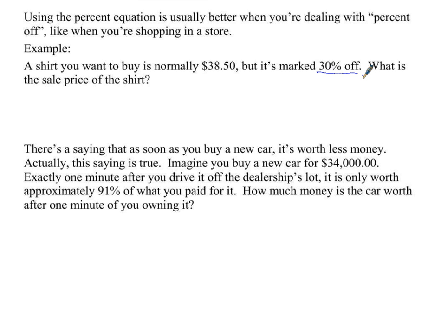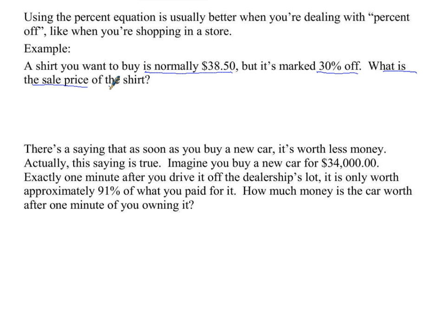So they're telling you it's 30% off, right? So there's two ways to do this problem. I'll do the way that most people do these problems, and then I'll show you the faster way. So the shirt you want to buy is normally $38.50. It's marked 30% off. What's the sale price of this shirt? So notice that we have is normally $38.50, right? But it's marked 30% off. So what is the sale price of the shirt? The question is, we have what is the sale price of the shirt here also. So we've used is twice.